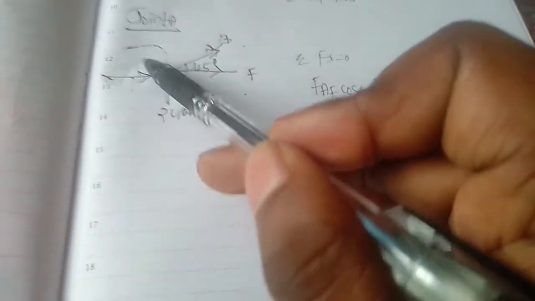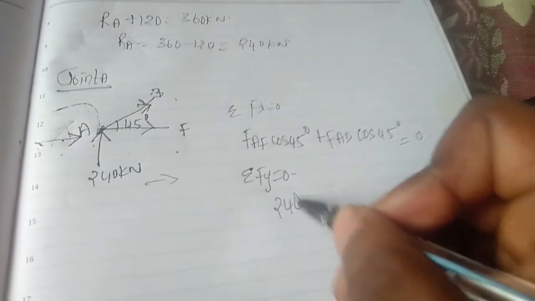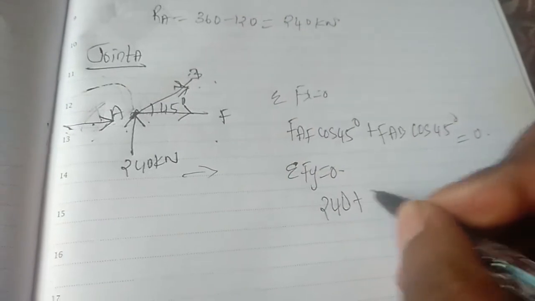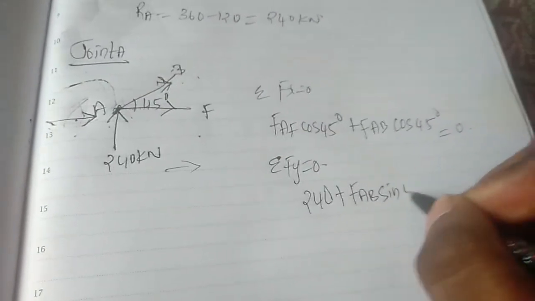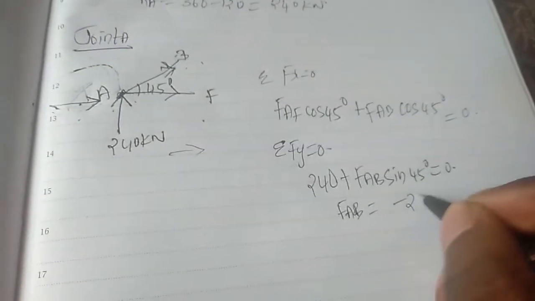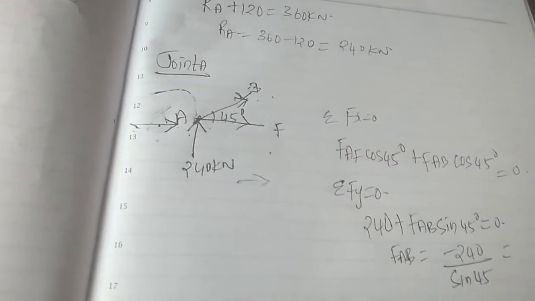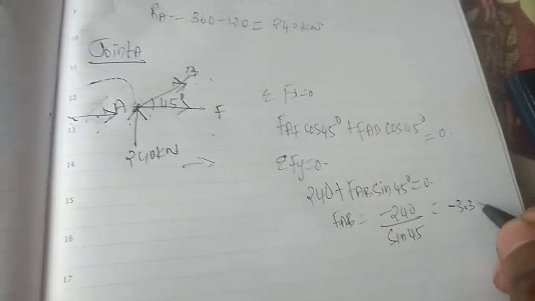So see, here there is one horizontal force, but it doesn't have any value, so no need to consider that. Next, one upward vertical force is there, so 240, and this inclined force to the top vertical, so that is sine. So 240 plus FAB sine 45 degree is equal to 0. So FAB is equal to minus 240 divided by sine 45 degree.